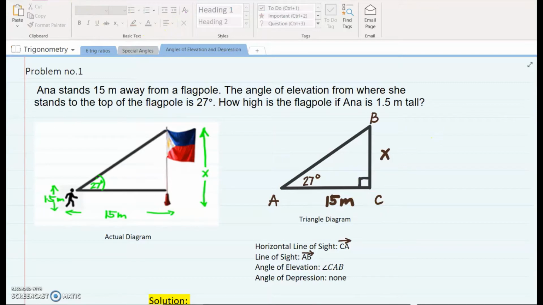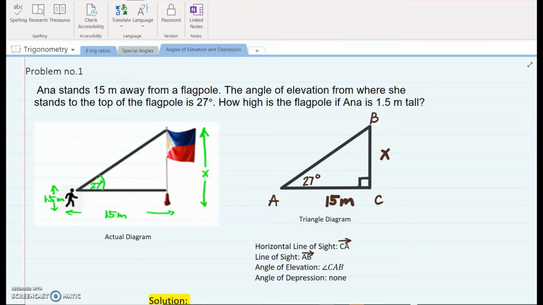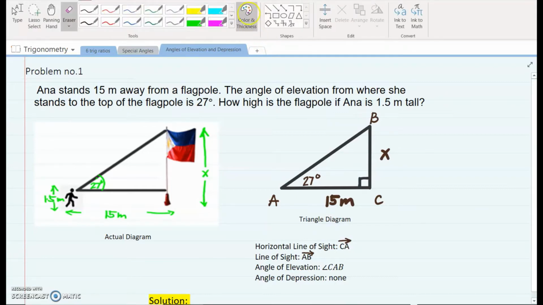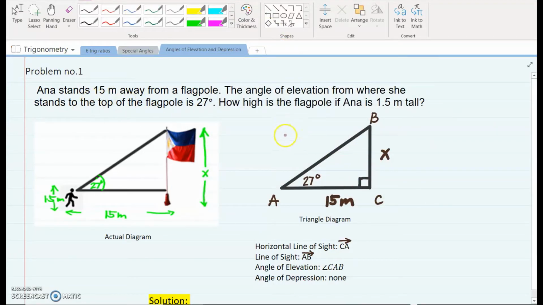So let us have our first problem. Problem number 1. Anna stands 15 meters away from a flagpole. The angle of elevation from where she stands to the top of the flagpole is 27 degrees. How high is the flagpole if Anna is 1.5 meters tall?